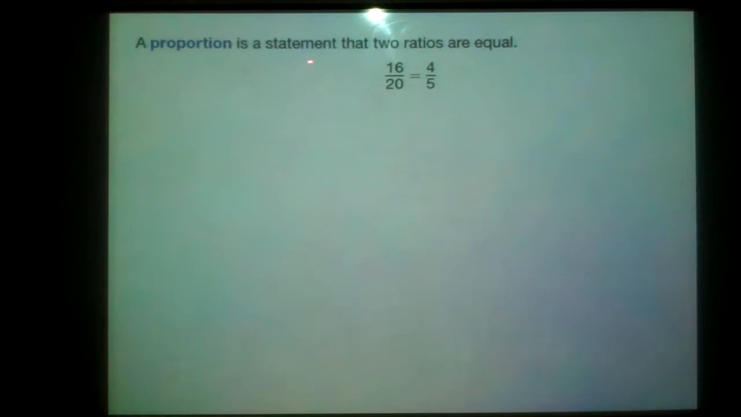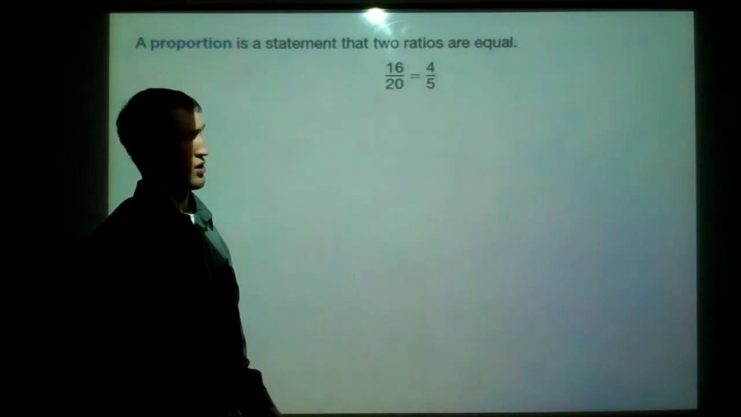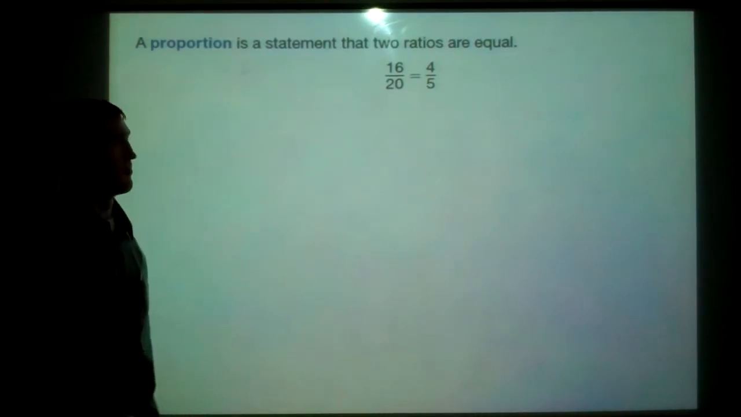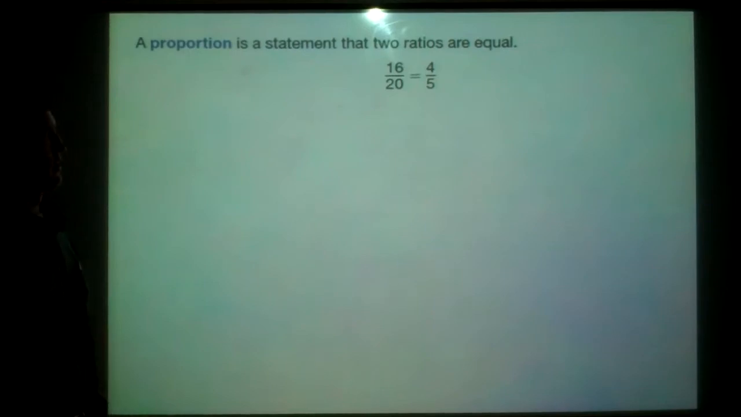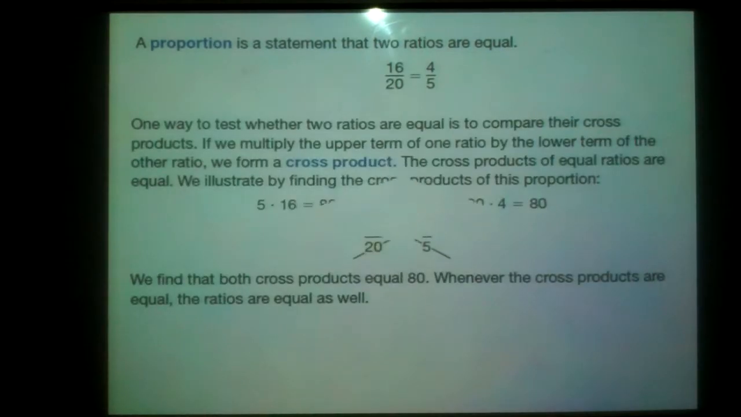A proportion is a statement that two ratios are equal. Remember, a ratio could be a fraction. It could be, in this case, 16 to 20, if we wanted to use colons, things like that. Usually, with proportions, we set up two fractions that are equal to each other.